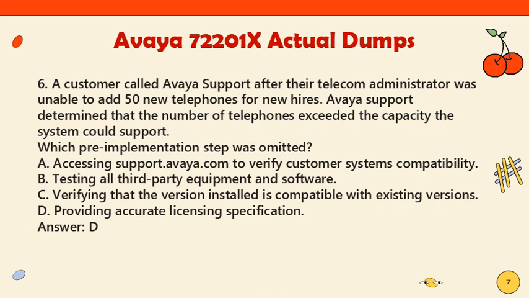6. A customer called Avaya Support after their telecom administrator was unable to add 50 new telephones for new hires. Avaya Support determined that the number of telephones exceeded the capacity the system could support. Which pre-implementation step was omitted? A. Accessing support.avaya.com to verify customer systems compatibility. B. Testing all third-party equipment and software. C. Verifying that the version installed is compatible with existing versions. D. Providing accurate licensing specification. Answer. D.